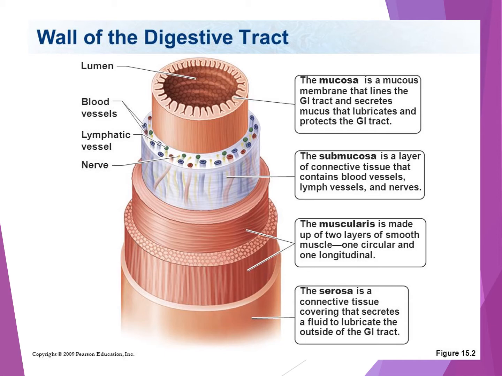We might also refer to this as the visceral peritoneum, right? Anything inside the abdominal cavity is covered with visceral peritoneum, and then there's the parietal peritoneum that actually lines the abdominal cavity, or makes up the most inner layer of the abdominal wall.